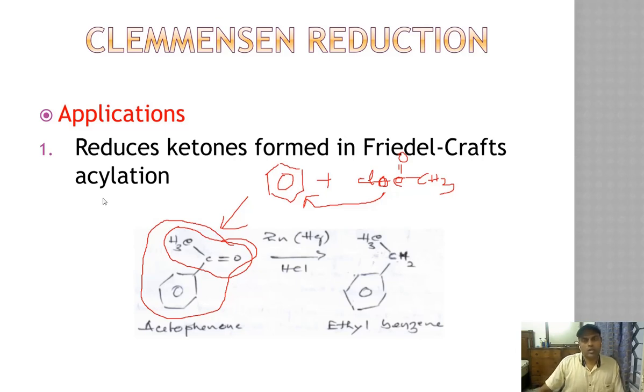So this one we are going to subject to Clemmensen reduction using zinc amalgam and hydrochloric acid. So you can remove this keto group from here and make it into a straight chain hydrocarbon. So that is the use of this reaction. So you can convert the keto group in the chain to the hydrocarbons. So here you are converting acetophenone to ethyl benzene.